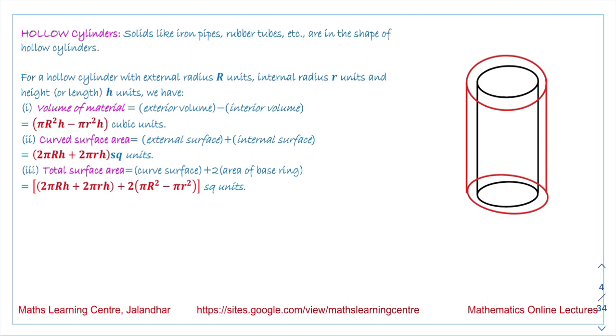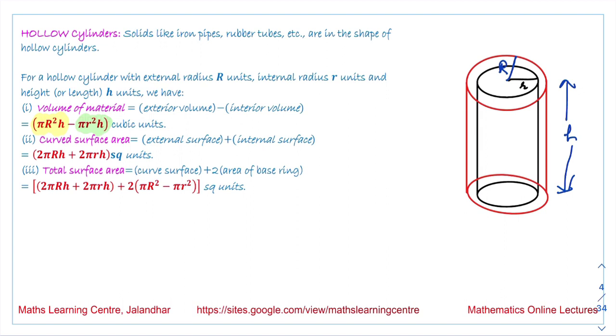So we are saying that the internal and external radius of these hollow cylinders we are talking about: the internal radius is small r and the external radius is capital R. The height is h. Then the volume of the material used means the volume of the external cylinder minus the volume of the internal cylinder. So it is pi capital R square minus pi small r square, into h.